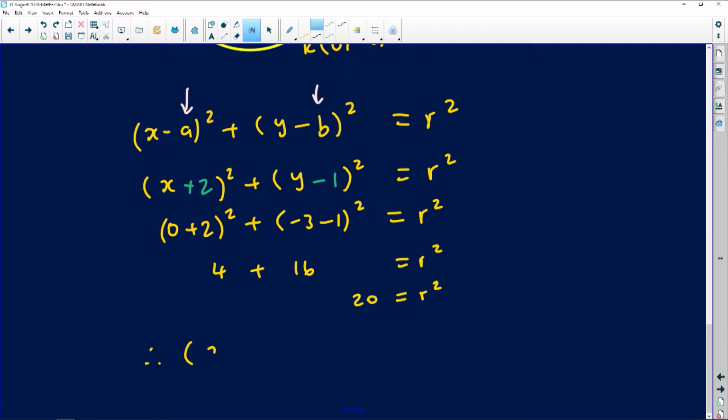Therefore, the equation of the circle is x plus 2 squared added with y minus 1 squared is equal to r squared, which is 20. The formula works with r squared and not r, so please be careful of that.